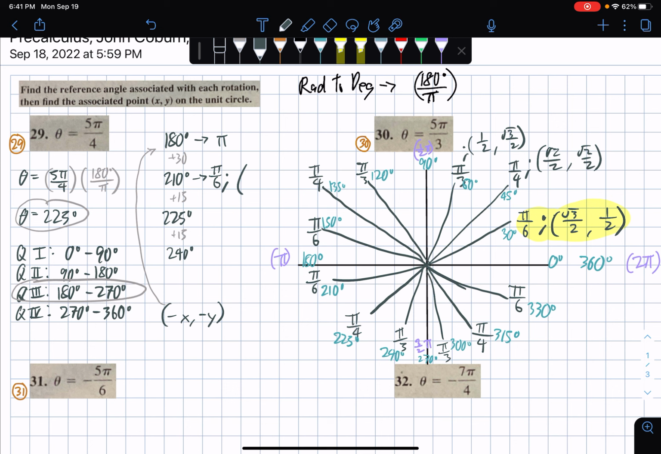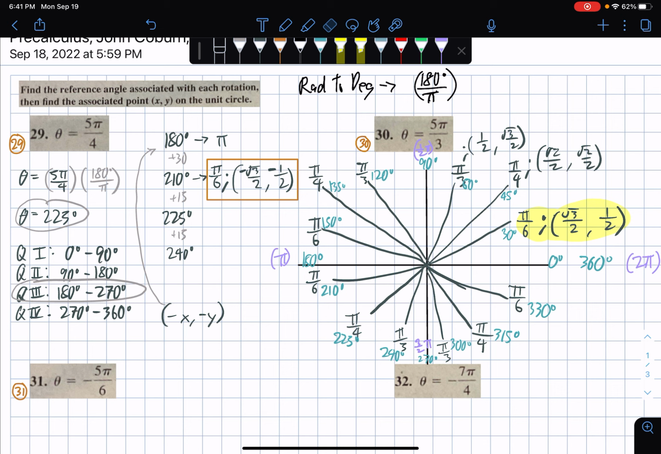Given that we have pi over 6, we know what the x and y is. Just write them like this. And because we are in quadrant 3, where the x and y coordinates are negative, we just put negative. This is the final answer for number 29.